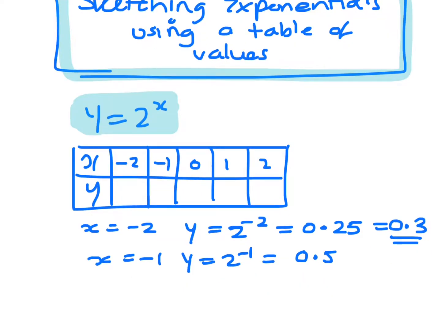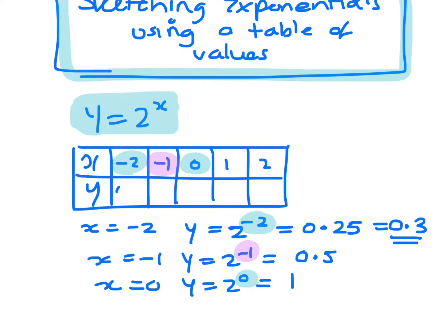So you're just subbing in the points. Each time you've got minus 2, you put minus 2 in where the indice is. Then you've got minus 1, and you put minus 1 in. And now we're going to put in the 0. So I'm going to put x equals 0, so you get y equals 2 to the 0. When you put 2 to the 0 into your calculator, anything to the power of 0 is 1.